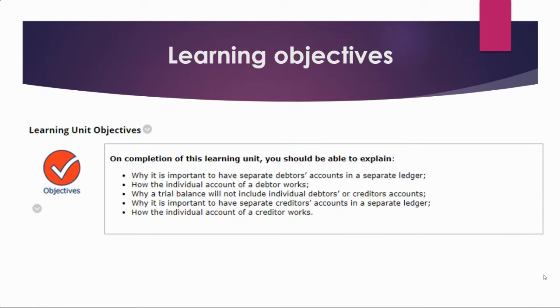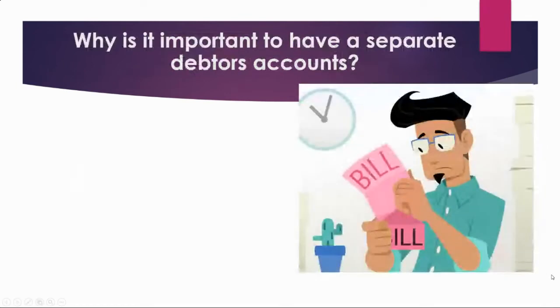Okay, so why will you only see debtors control or creditors control in your trial balance and not a specific debtor or creditor's name on that listing? And why is it important to have separate creditors accounts, and how does the individual account of a creditor work? Okay, so let's look at the information.